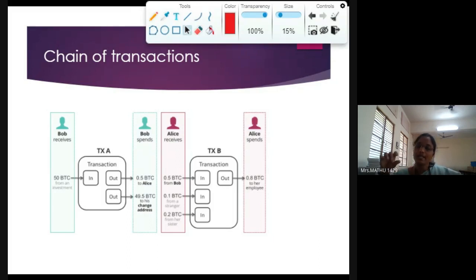Usually what happens when you are using a physical coin is, you have a 100 rupees note, and you go to a shop and purchase something for 30 rupees.